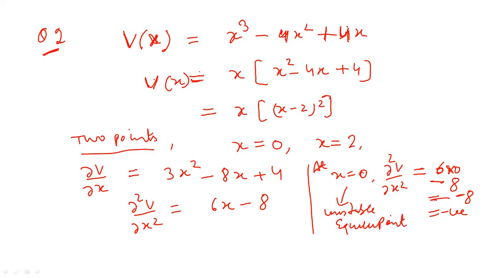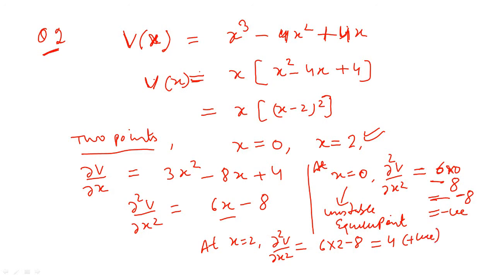Now the other point is x equal to 2. At x equal to 2, del 2V over del x2 is equal to 6 into 2 minus 8, which comes out to be 4, and it is a positive value. Okay, so at x equal to 2, the system will have stable equilibrium, right?